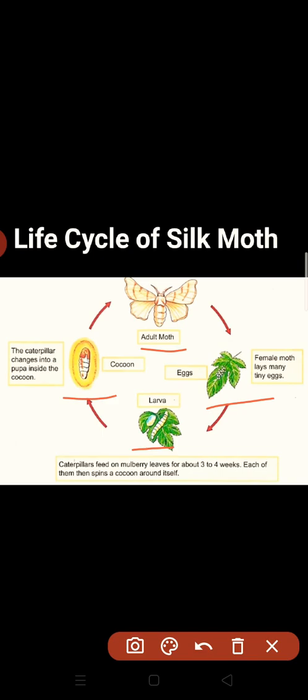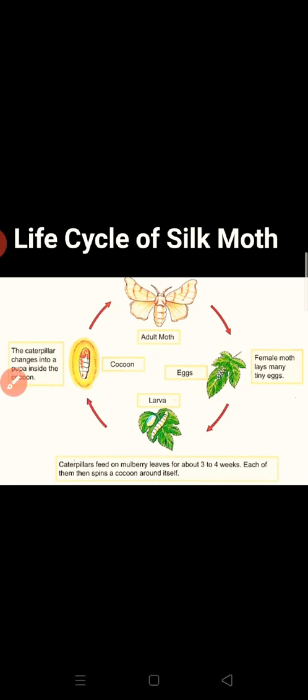So here the caterpillar will change into a pupa inside the cocoon. The cocoon will be used in the production of silk, and the pupa will be again converted into a silk moth. It will grow into a silk moth. So that was the life cycle of silk moth.